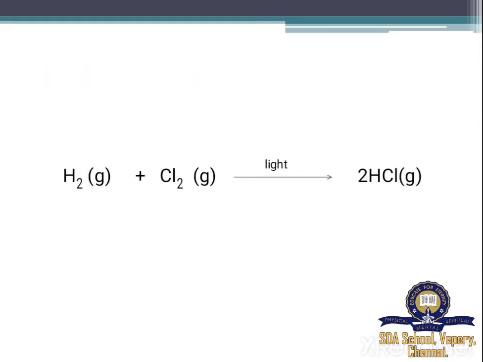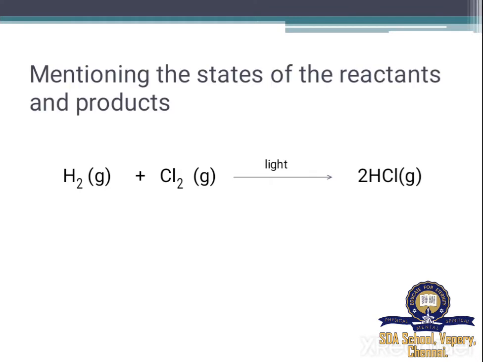Here is the next example. Here you will see a symbol g with the reactants and the product, right? Which means the states of the reactant and product. So here is the next thing, mentioning the states of the reactants and products.